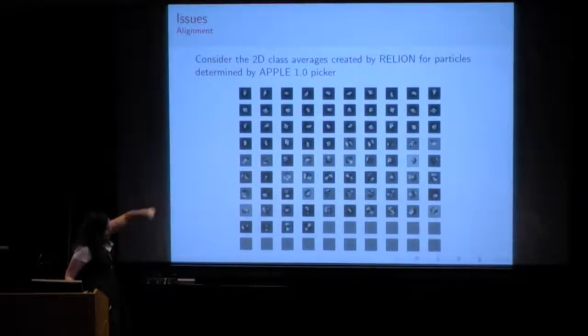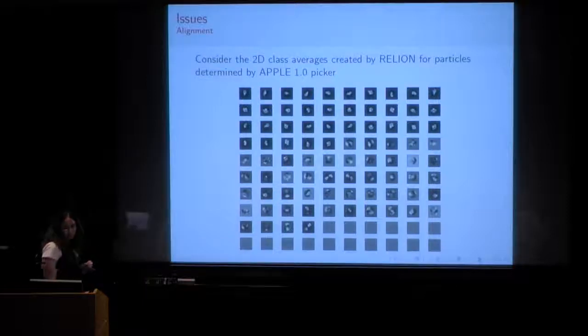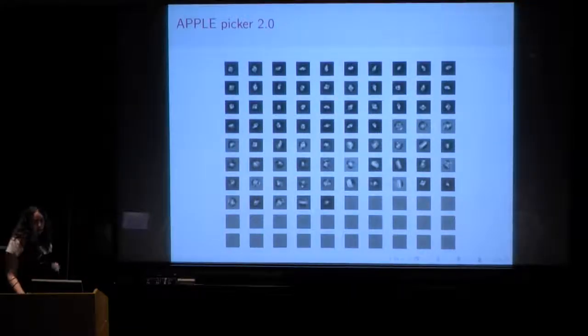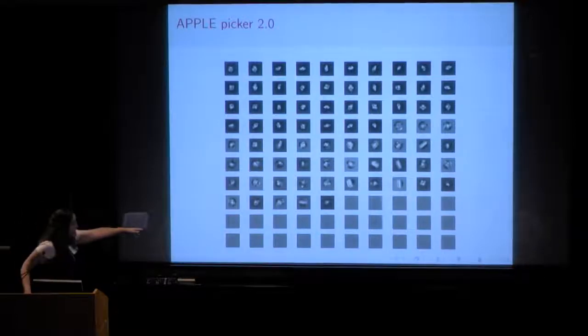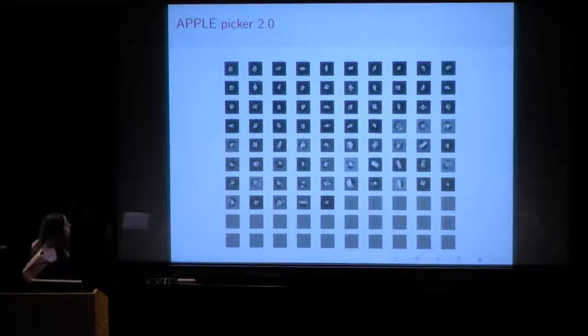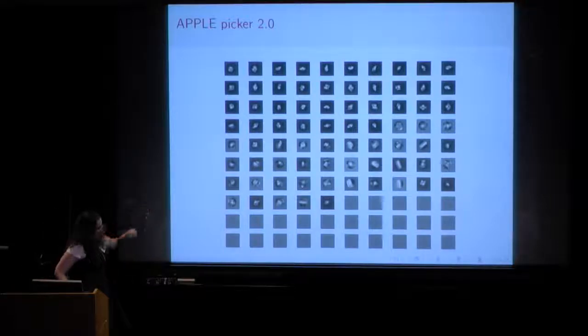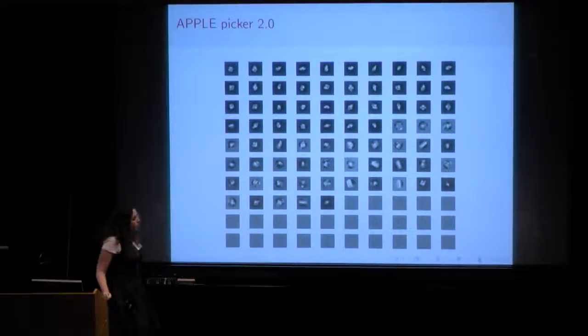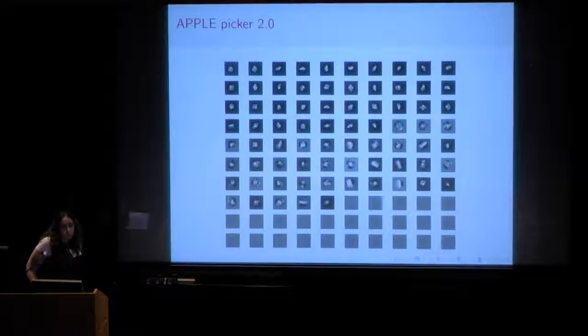Furthermore, some of our class averages are not fully contained in the mask. So here, we added in Apple 2.0 a new alignment procedure, and if you notice, we got rid of all of the issues that we had earlier, the ones with the two partially contained particles, and we were also able to get a much better centering for each one of the particles.